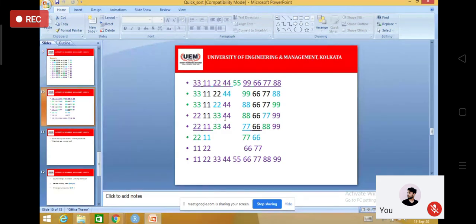After a certain phase, what you will find is 33, 12 and 11 on the left side, and 44 on one side. And for this, 88 is here. This is the left side, this is the right side. And again you will sort them and finally you will get the result. So I suggest you take this example, whatever I have told, and try to go through that.